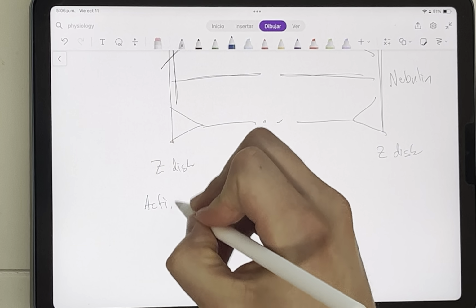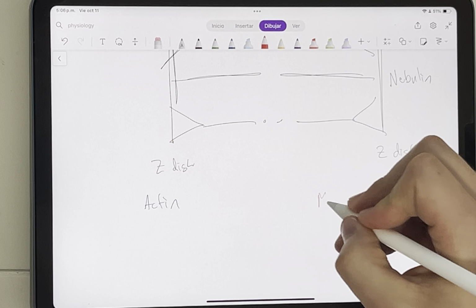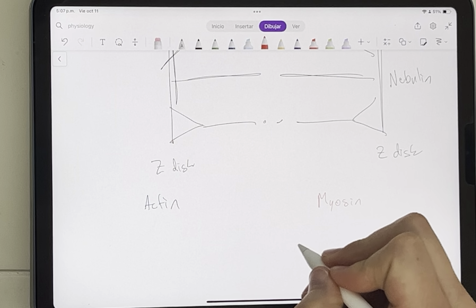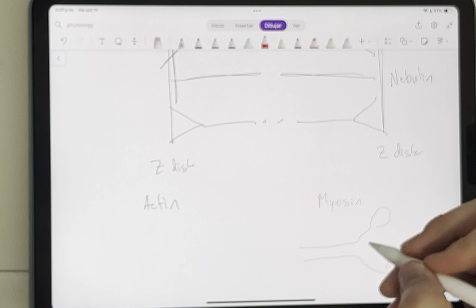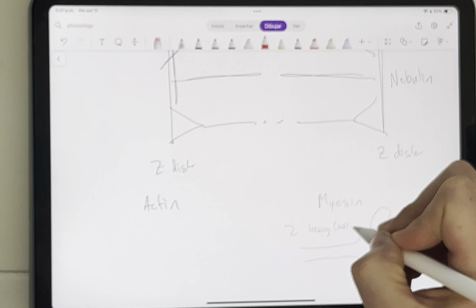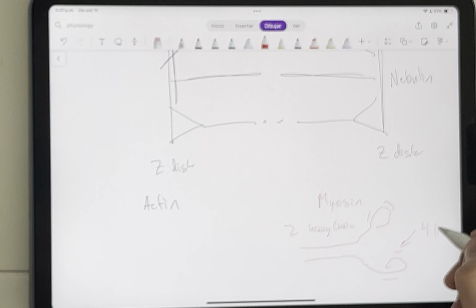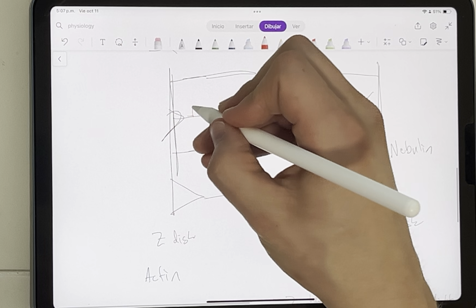So what's going to happen on top of these, we're going to have two things. We're going to have actin, and then we're going to have myosin. So these myosin heads, if we were to draw myosin, it's going to have these two heads. It's going to have two heavy chains and 4 light chains. So for simplicity's sake, typically we just draw it like this. So these myosin are going to be on top of the titin.